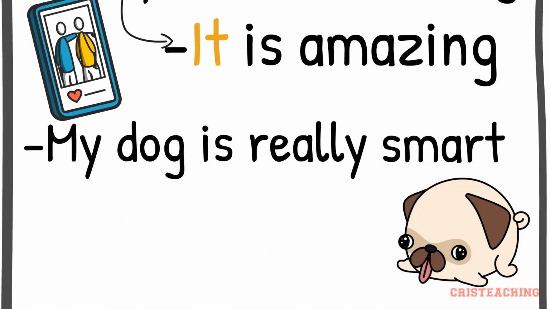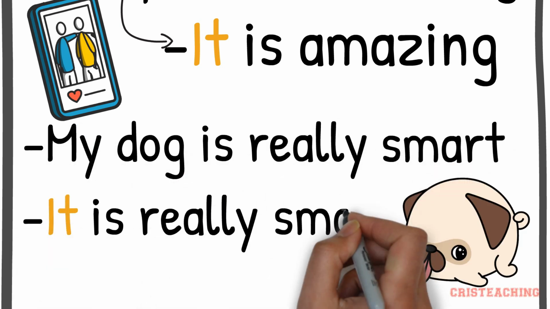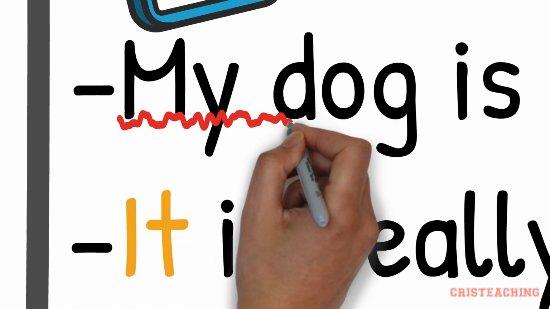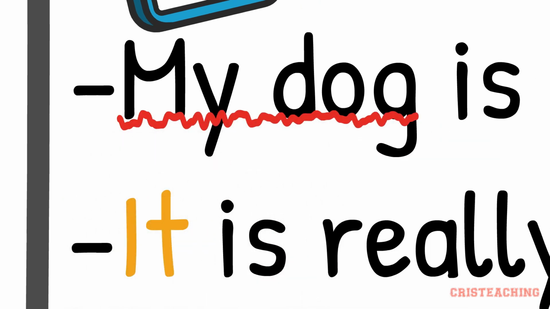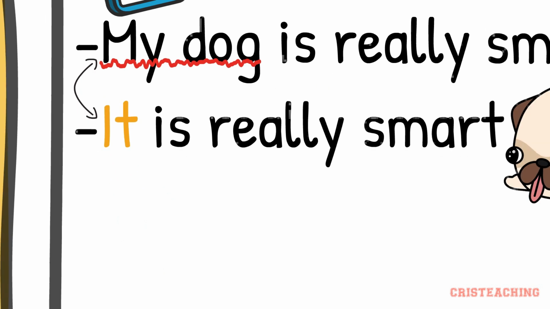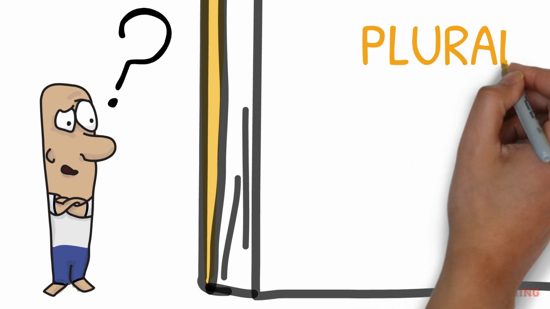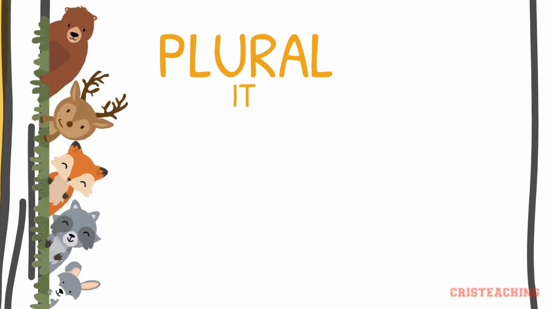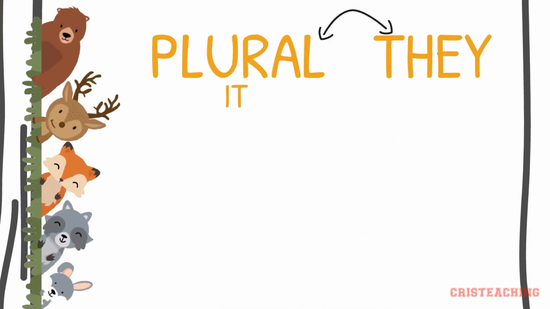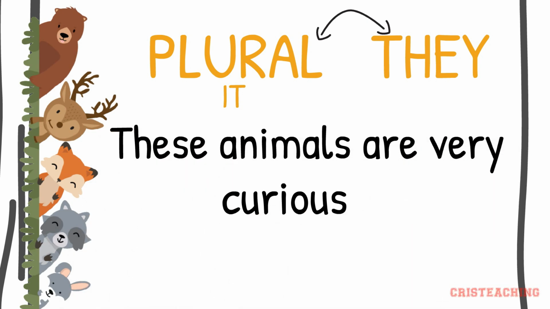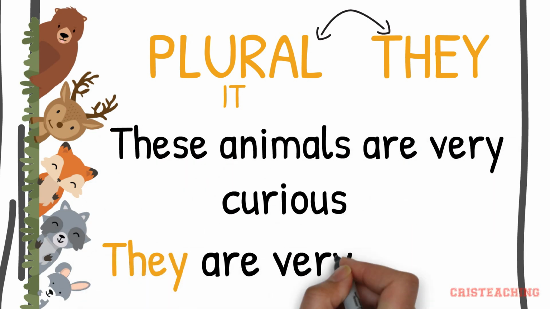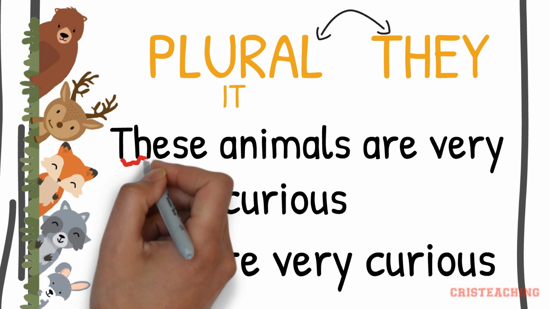My dog is really smart. You can say "my dog is really smart," or you can also say "it is really smart." And what should I do if I want to use it in plural? If you want to use it in plural, you simply have to use "they." These animals are very curious. They are very curious.